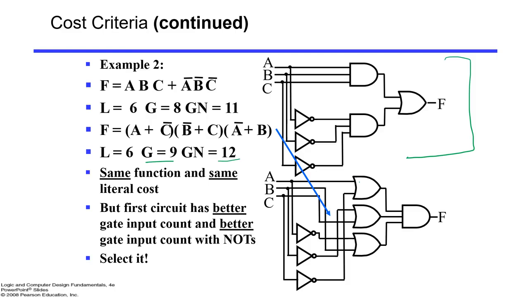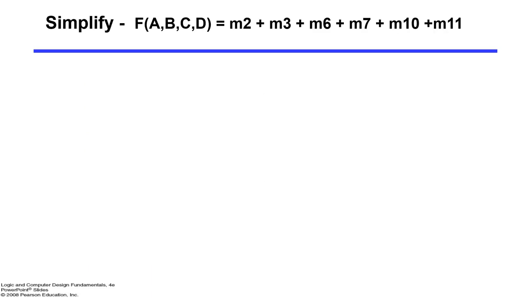So you can say we are using the same function and the same literal cost, but the first circuit is better. Why is it better? Because it has a lesser number of gate inputs and a lesser GN value, right? So you will select this one. This is more optimized. In that way you can select which one is the more optimized circuit, right? Now let's say I want to simplify this.